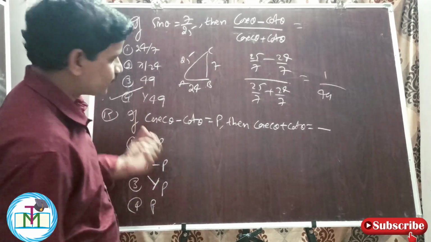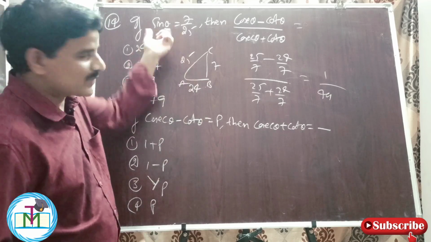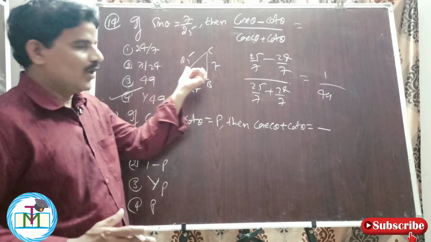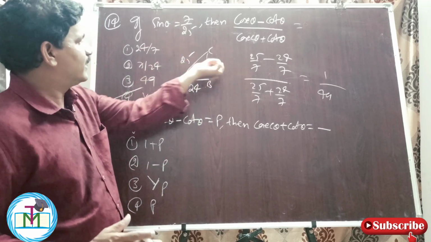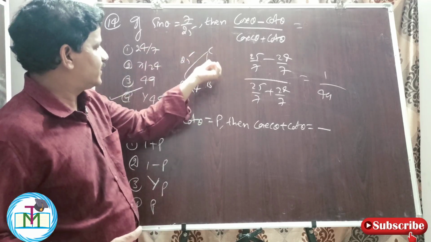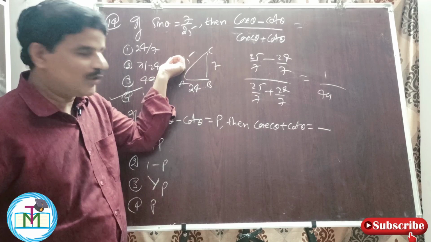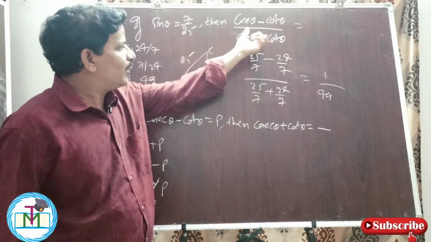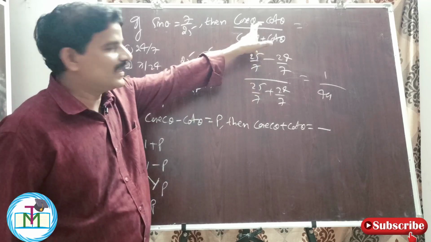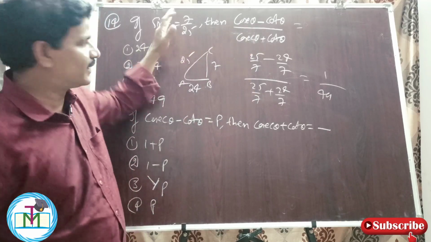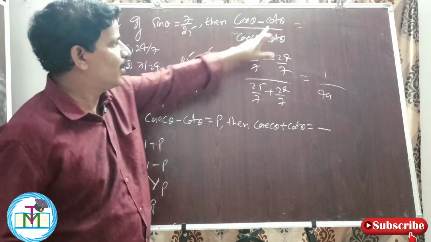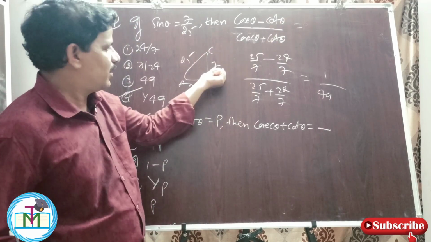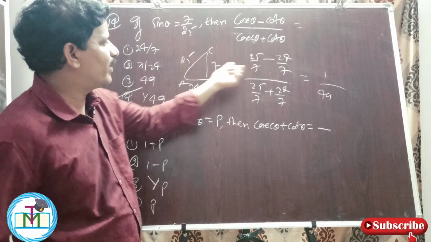So whenever a sin theta, cos theta, or tan theta value is given, immediately write a triangle and represent it. It is sin, therefore I represented opposite side by hypotenuse. Immediately we should write the adjacent side value. Then according to the requirement, we calculate the values. Here cosecant theta means reciprocal of sin theta, means 25 by 7. What is cot theta? Adjacent side by opposite side, 24 by 7.